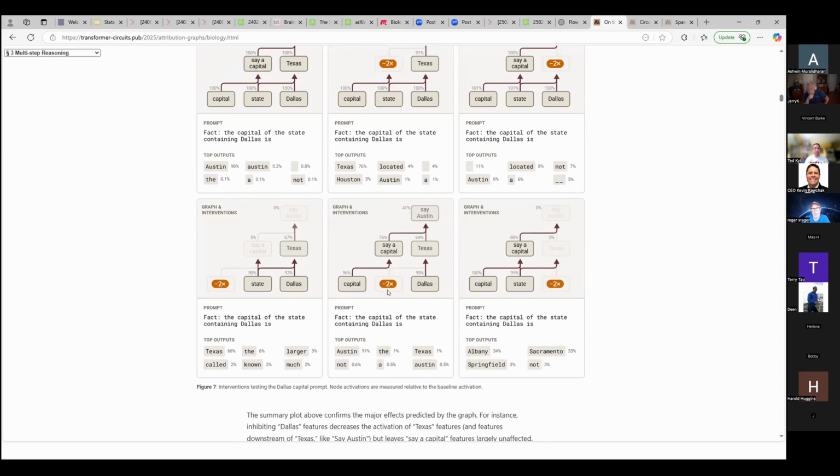Finally, of these 6 nodes, the last one we can wipe out is the word Dallas. And if we wipe out the word Dallas, you would think that could have a strong impact on all the things above. And so here, the say a capital feature is still quite strong. So what do you get? You get Albany and Sacramento and Springfield and a bunch of other state capitals as the top token predictions. You also have the word not, which I don't know why it's there, and I don't know what's the 5th most likely next token or whatever.